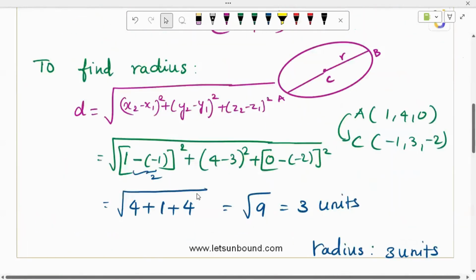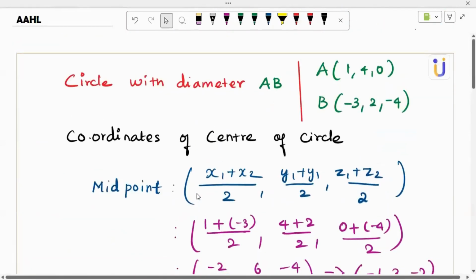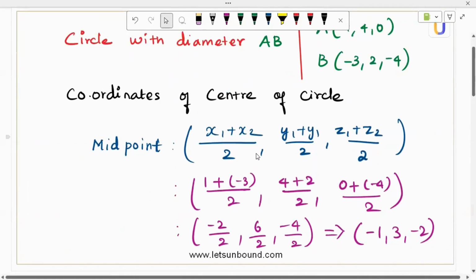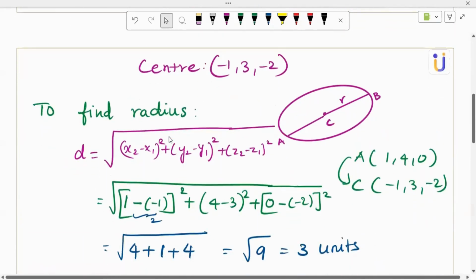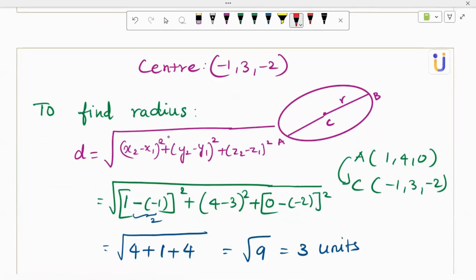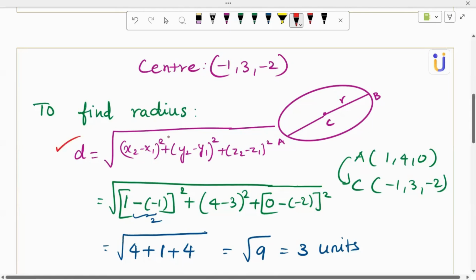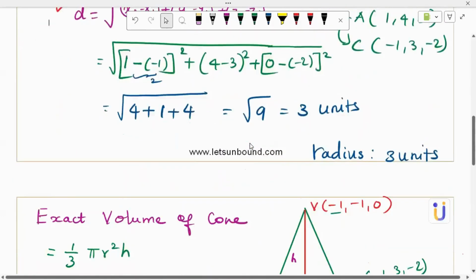And a quick review on this. First, the circle endpoints are given in three-dimensional space. The coordinates of the center of the circle are nothing but the midpoint of the endpoints of the diameter. This is the formula. It's very similar to 2D coordinate geometry, just one extra slot for z. And the center we got. Then to find the radius, the distance from the center to an endpoint of the circle is counted as the radius. You can choose either AC as I have chosen, or you can go with CB. Apply the distance formula. The distance formula is also very similar to 2D coordinate geometry.